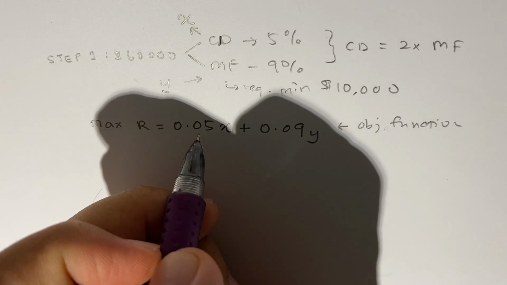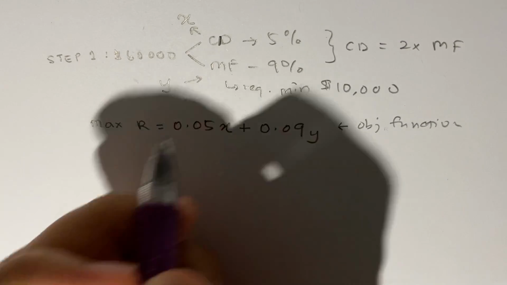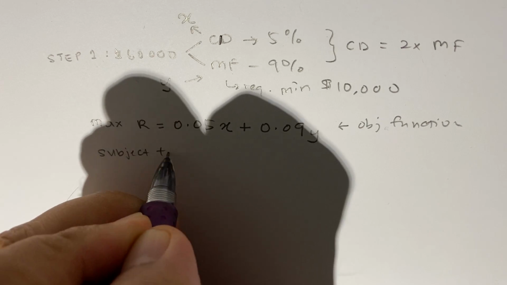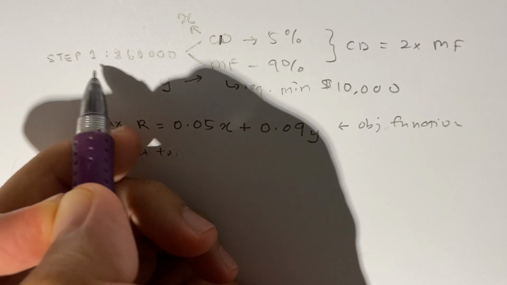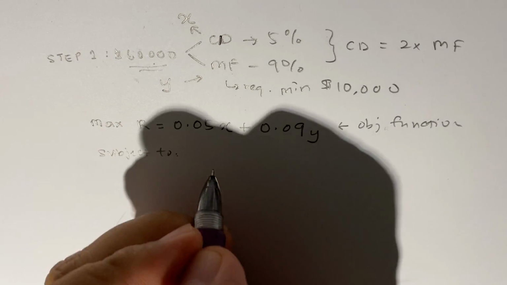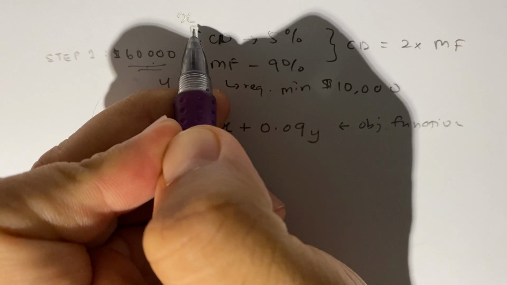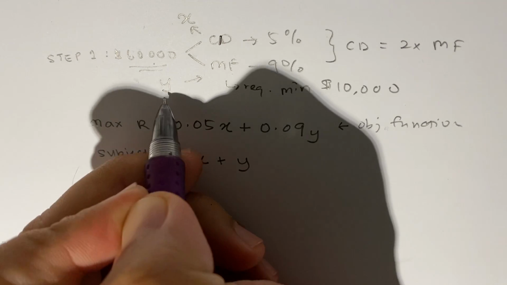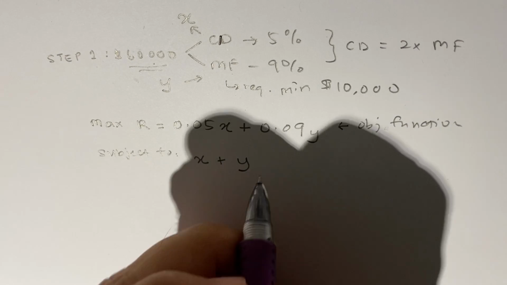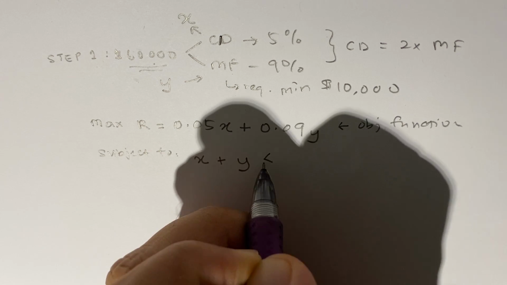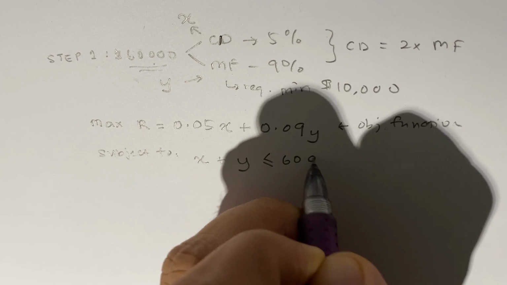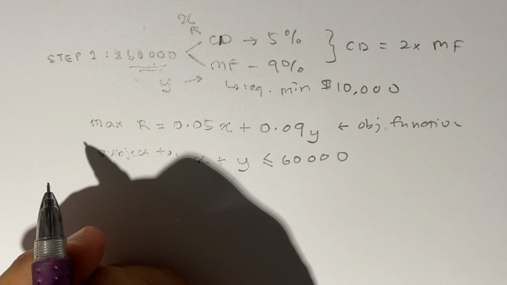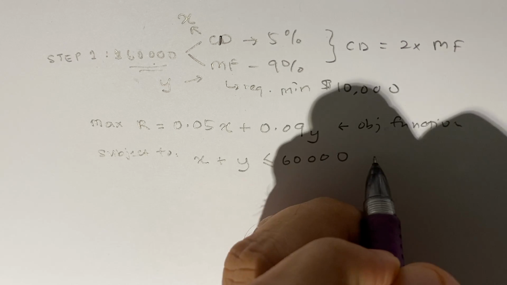We want to maximize this, but at the same time we have to make sure that we fulfill all these criteria. We cannot violate any of them. Subject to: the first constraint is X, the amount of money that we invest in CD, plus Y, the amount that we invest in a mutual fund, must be less than or equal to 60,000, because this is the amount of money that we have. We cannot invest more than that, but we can invest less, though that is of course not efficient. This is our first constraint.